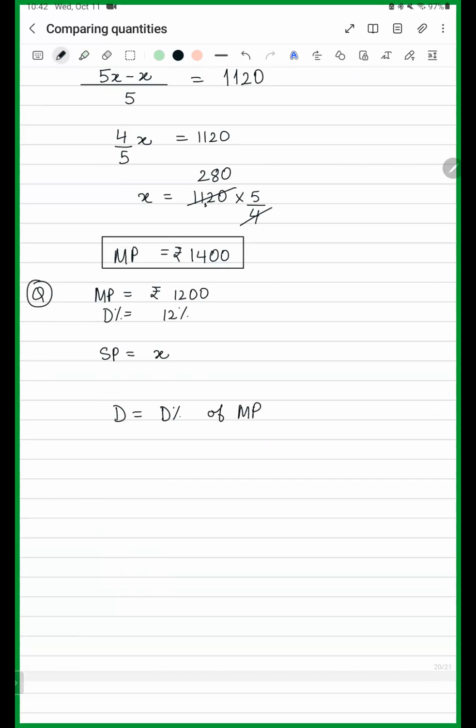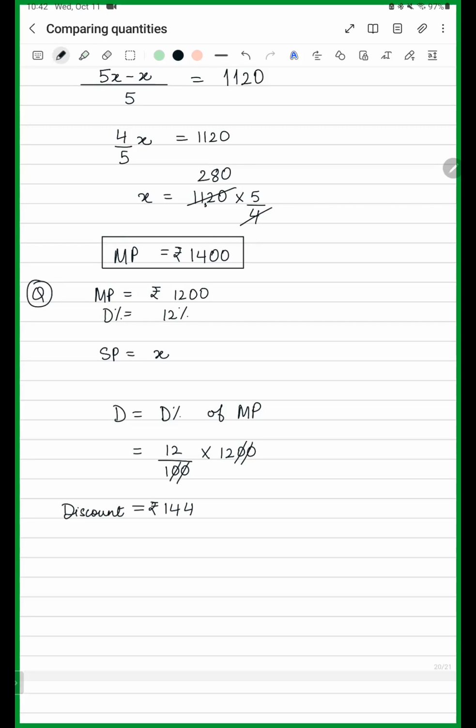So from here we can find the discount. 12 divided by 100 multiplied by 1200, and then we will cancel the zeros. So then it will be 144 discount.